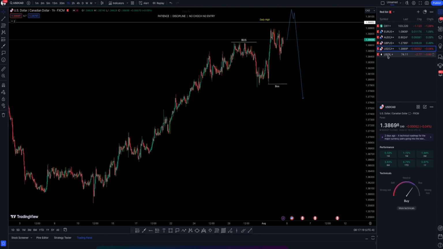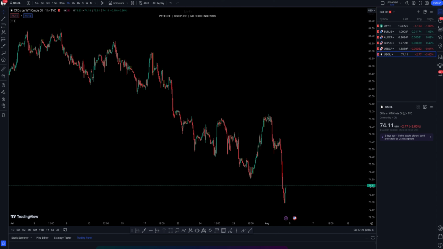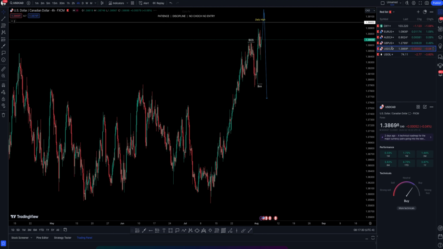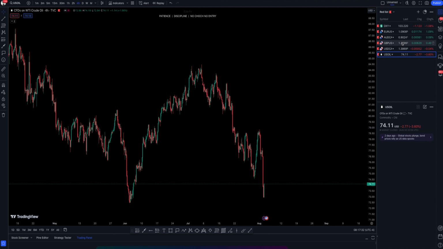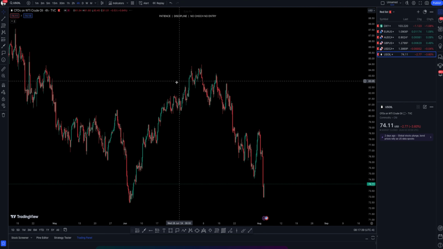So the US oil, which I use, okay, this one is my old chart. I don't trade this pair, but I use this for correlation for USDCAD. It pretty much is in the same direction. Look, that's going down, that one's going up. So it's a great pair just to have.